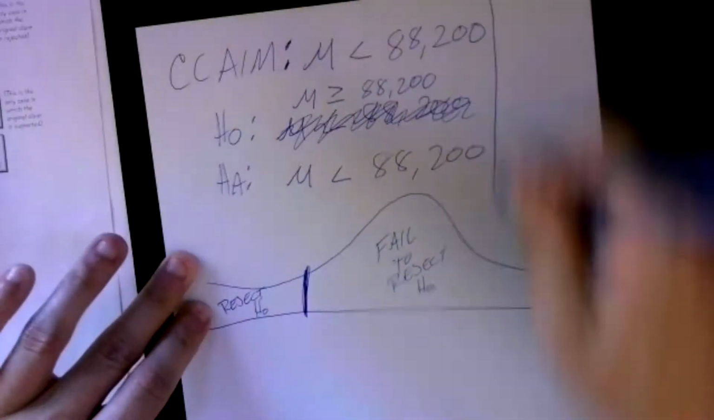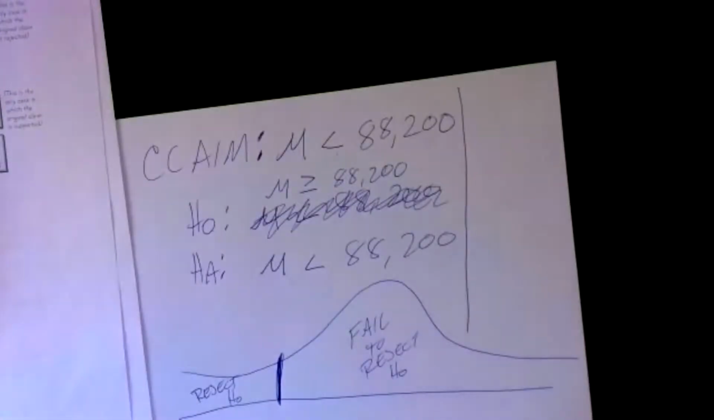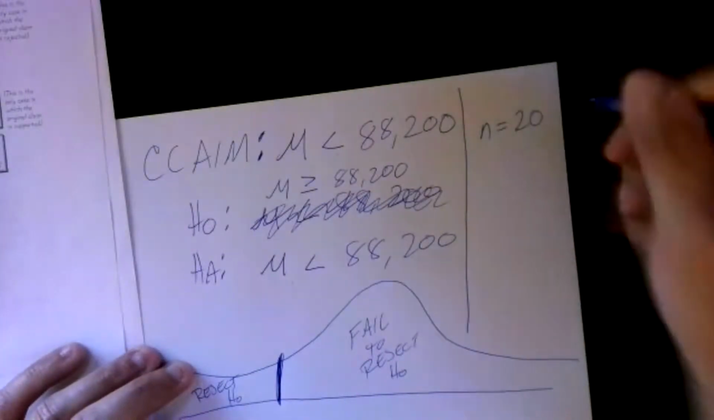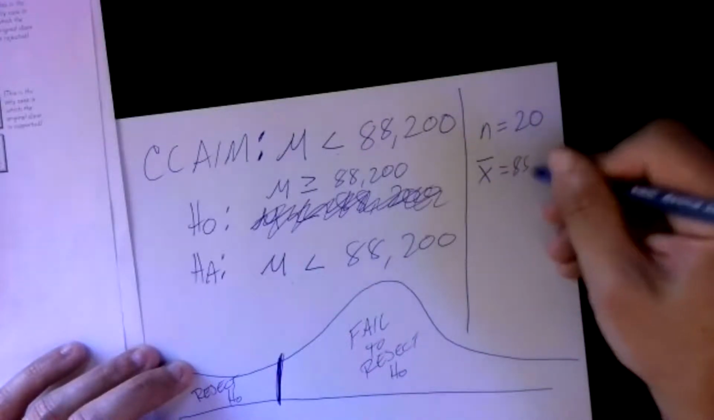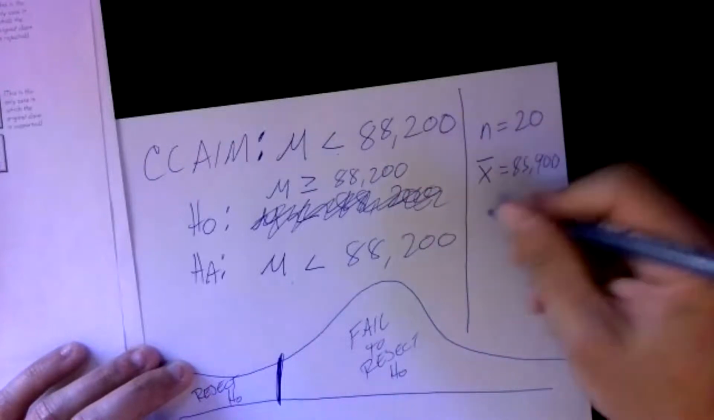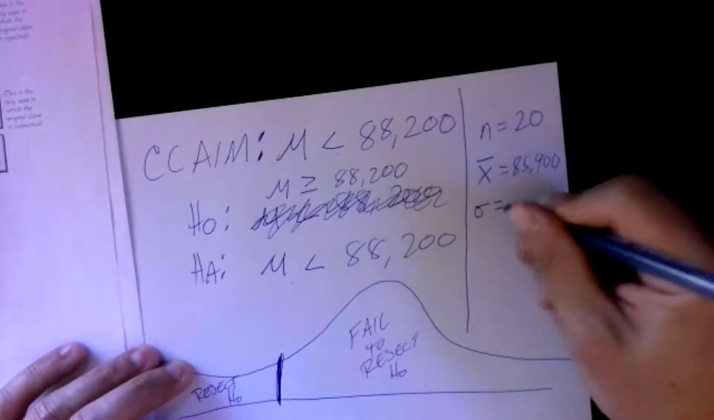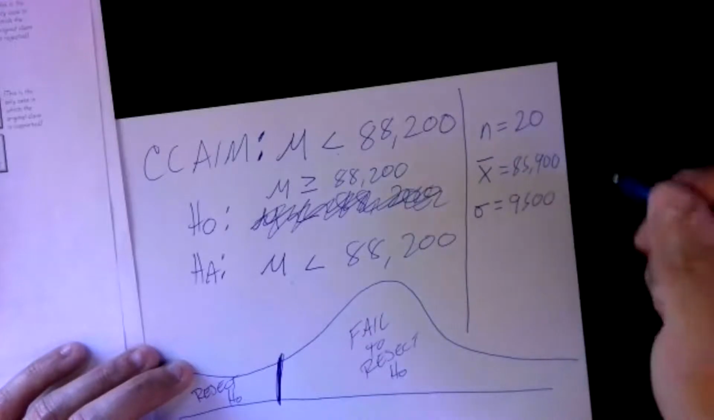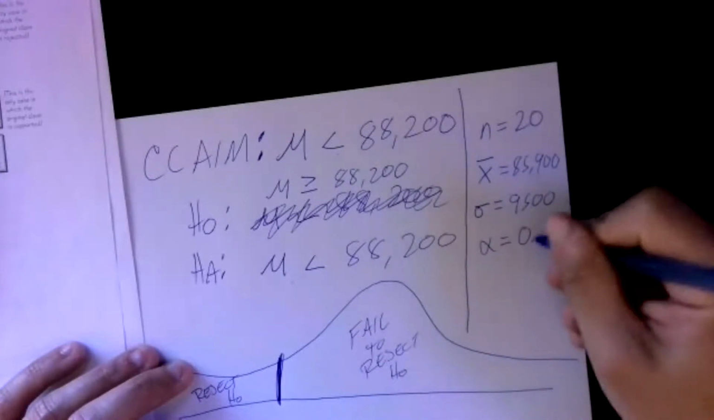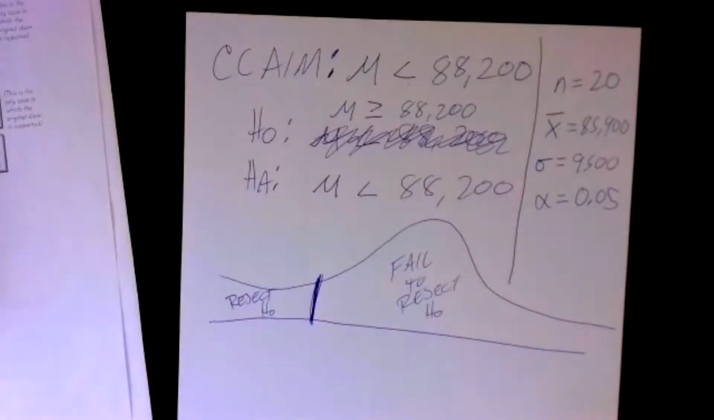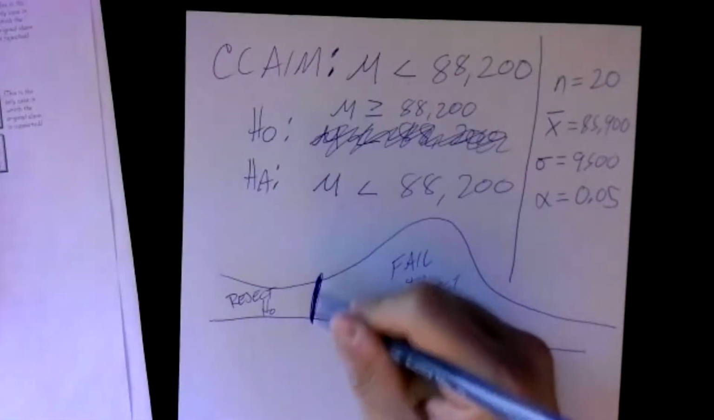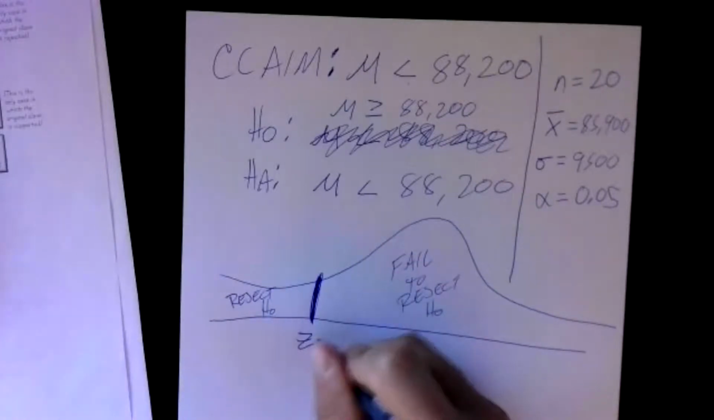Okay, let's dissect the rest of the information from this problem. There's a sample of 20 engineers, that is our N. They have a sample mean salary of 85,900. The population standard deviation, sigma, is 9,500. The alpha value is 0.05. Now, we know where the rejection region is, but we don't know what this border is. That is the Z critical.